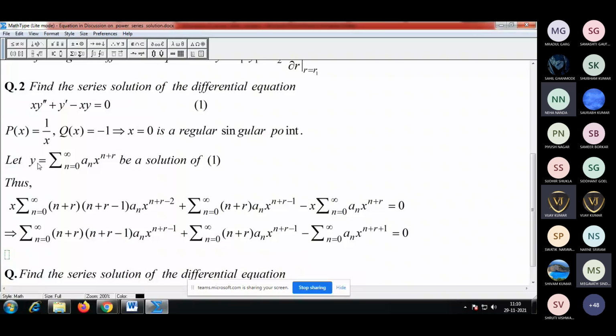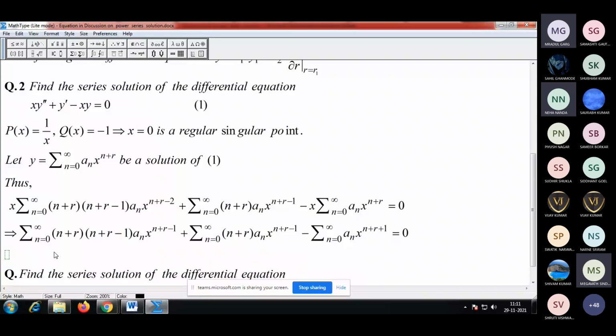We assume y equal to summation a n x to the power n plus r is a solution of equation 1, and hence this y satisfies the equation x y double dash plus y dash minus xy equal to 0. So the first term becomes x power n plus r minus 1, the second term is okay, and the third term is x power n plus r plus 1.